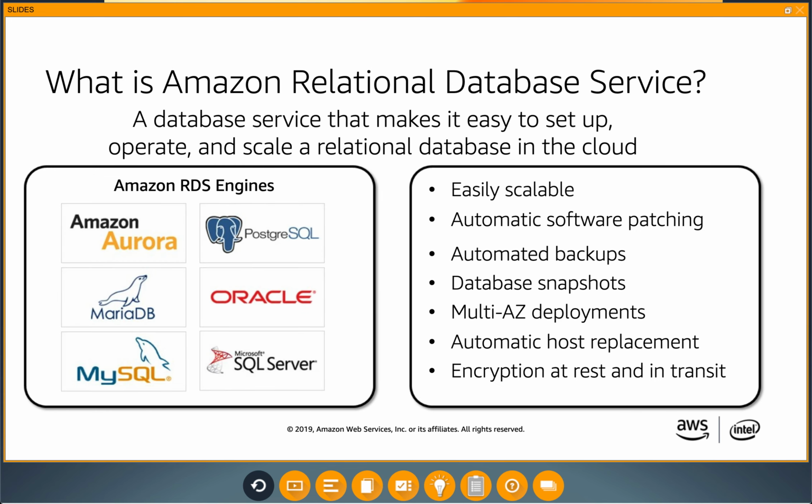So one of these database services is Amazon RDS, or Relational Database Service. It makes it easy to set up, operate, and scale a relational database. Today, it supports Amazon Aurora, which we'll talk about later, PostgreSQL, MariaDB, Oracle, MySQL, and Microsoft SQL. It reduces the administrative burden of running your own databases by automating things like patches and backups. Supports snapshots for redundancy and multi-AZ deployments for high availability.